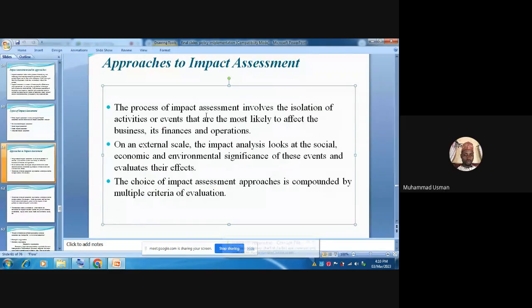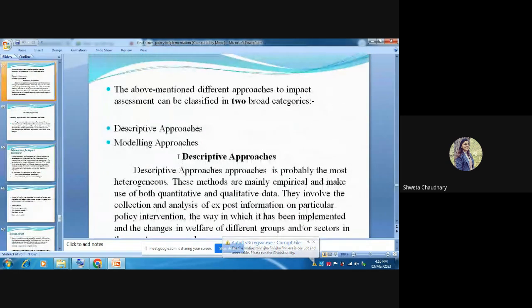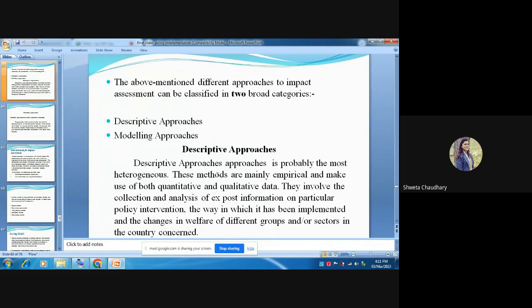Yes. Then approaches to impact assessment, as we were here. There are descriptive approaches and modeling approaches. Descriptive approaches are probably the most heterogeneous approach. These methods are mainly empirical and make use of both quantitative and qualitative data.